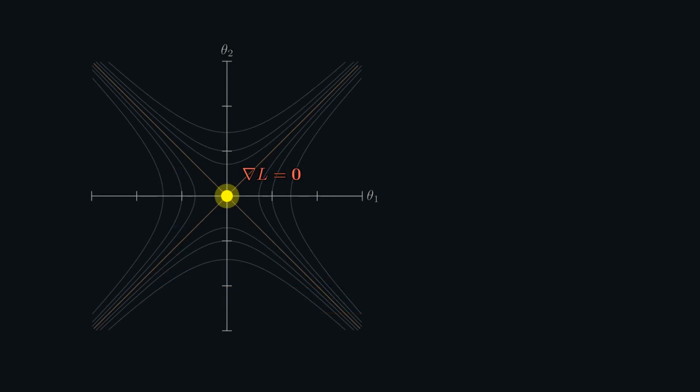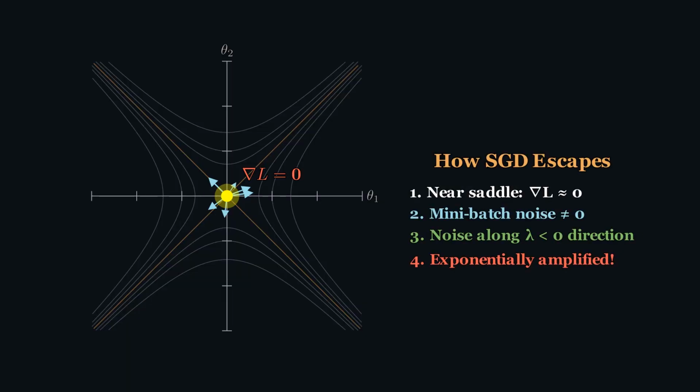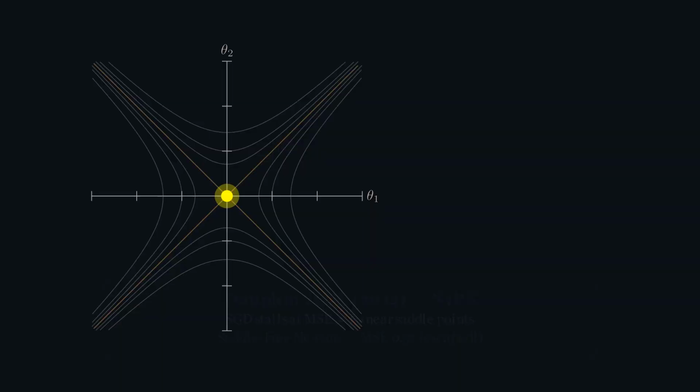So if gradient descent encounters a saddle point, the gradient is nearly zero, and the algorithm stalls. But stochastic gradient descent has a secret weapon, noise. Mini-batch gradients aren't exact, they have random fluctuations. And when those fluctuations happen to point along a direction of negative curvature, they get exponentially amplified, naturally pushing the model away from the saddle. Watch, the noise gives just enough of a push in the escape direction.